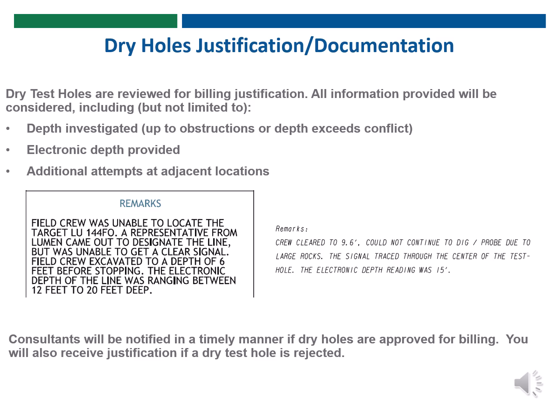After the SUE investigation, dry holes are reviewed for billing justification. The department does not pay for unjustified dry holes. All information provided will be considered, including the depth investigated, if any electronic depths are provided, if any coordination with the utility owner was done, and any additional attempts at adjacent locations. Consultants will be notified in a timely manner if dry holes are approved for billing, and you will receive justification if a dry hole is rejected.